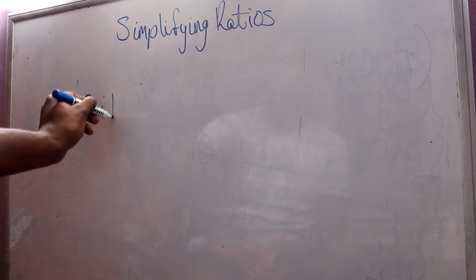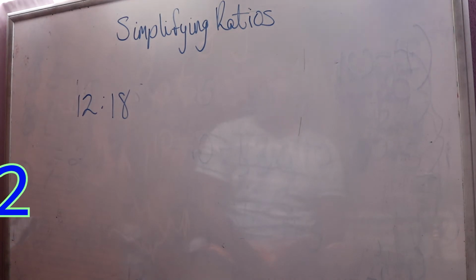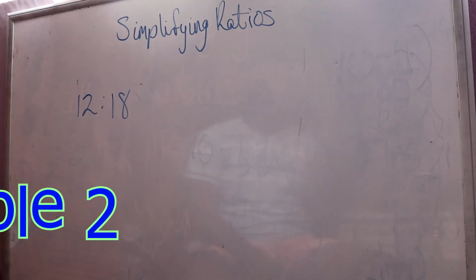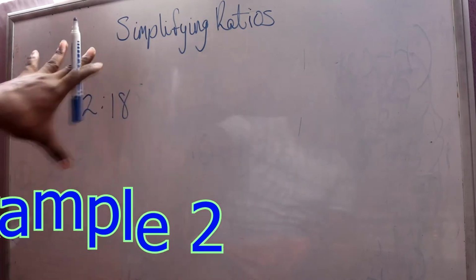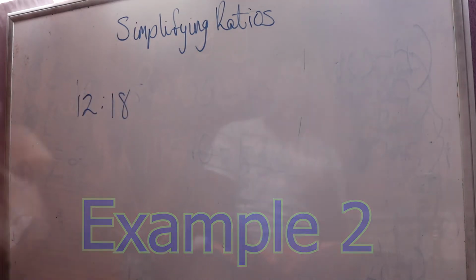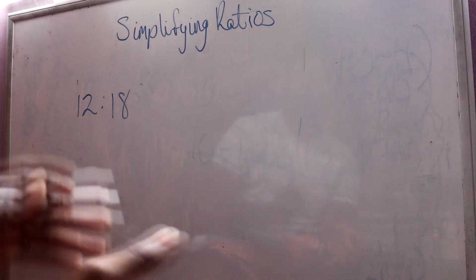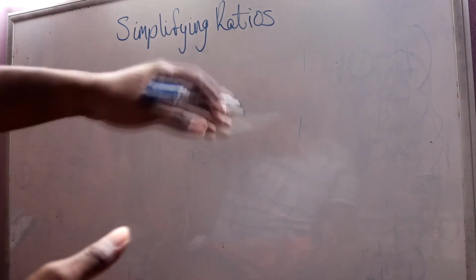Let's try 12 to 18. Now, you guys are supposed to be able, well, I believe you're supposed to be able to just look at these numbers and figure out what the HCF is. Alright, now, I know what it is. In the meantime, for those of you who can't do that, let's work it out on the side.